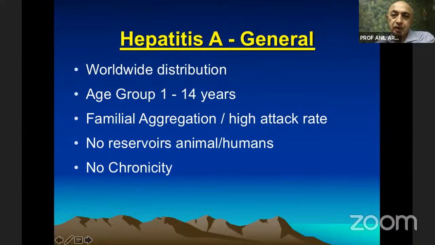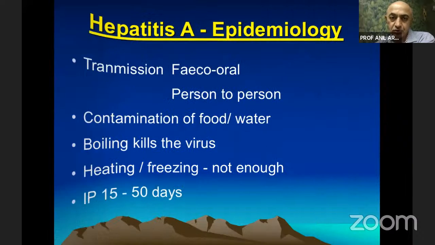Starting with the commonest virus which affects us on a day-to-day basis, hepatitis A. It has a worldwide distribution, typically occurs in children, and has a high familial aggregation and high attack rate, like what we are saying with the COVID-19 infection. Luckily for us, luckily for our patients, there are no animal or human reservoirs. That means nobody will have chronic hepatitis A. Either you have an acute infection or you do not have an infection. There is nobody who has chronic hepatitis A.